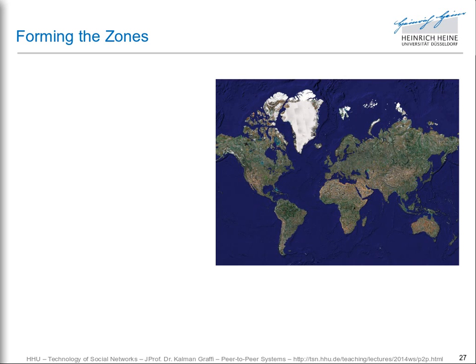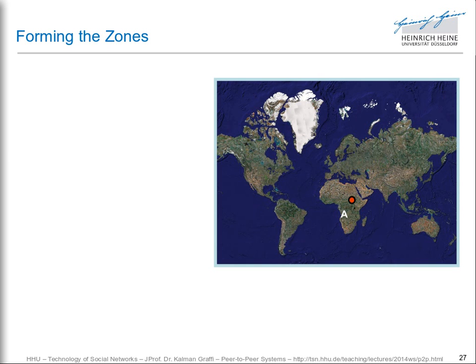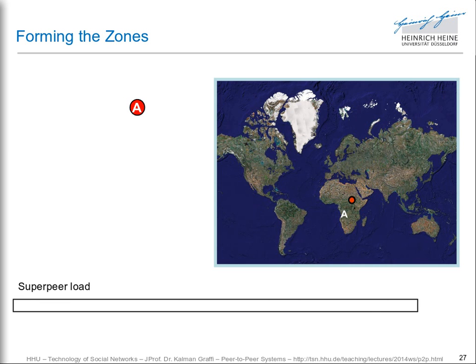Now we want to clarify how the n-ary tree is constructed. First of all, we have one peer in our overlay. He's joining the overlay, and he is somewhere in Africa. This peer is our peer A, and the zone is the complete Earth. Here we have the tree structure, and we have a super peer load. Every super peer has a load, where he has two thresholds, the L1 and the L2, the lower and the upper bound.